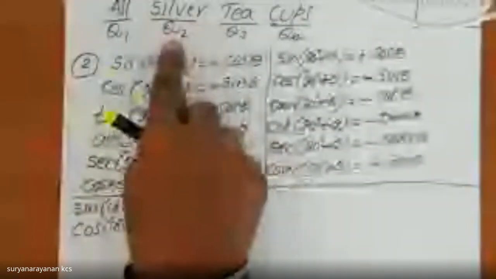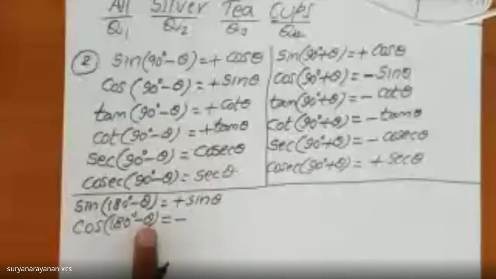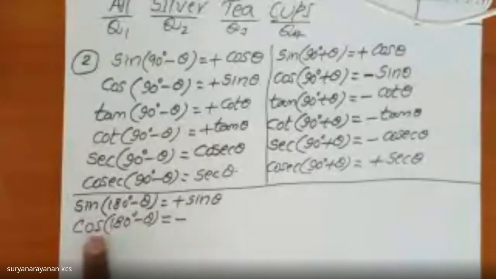Remember this sentence: All Silver Teacups. The first word belongs to the first quadrant, the second word to the second quadrant, the third word to the third quadrant, and the fourth word to the fourth quadrant. In the second quadrant, cos is negative. And the angle is written as a combination of 180, so we write that trigonometric function as it is.